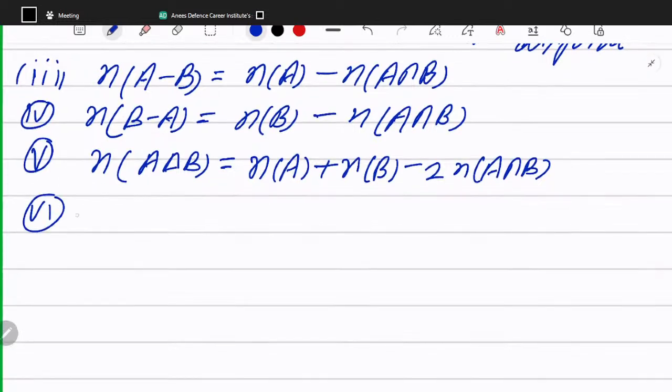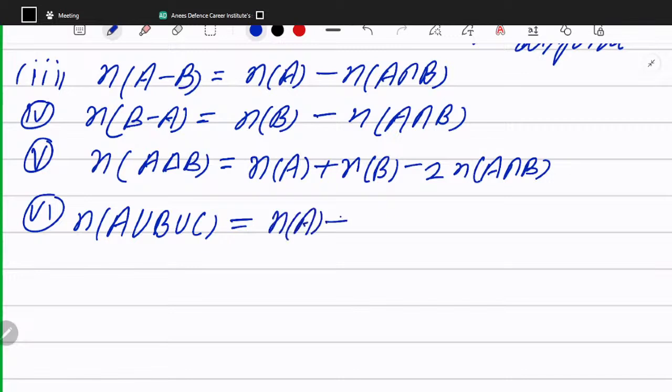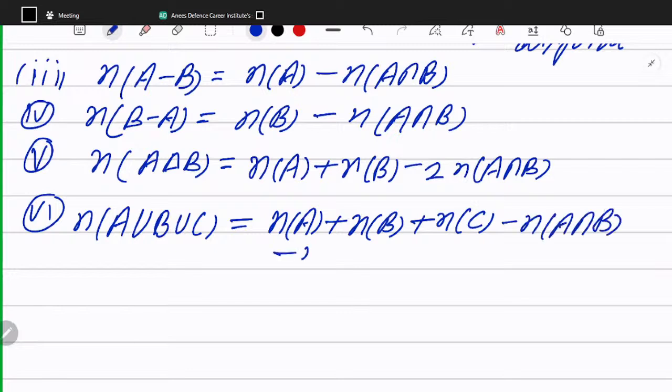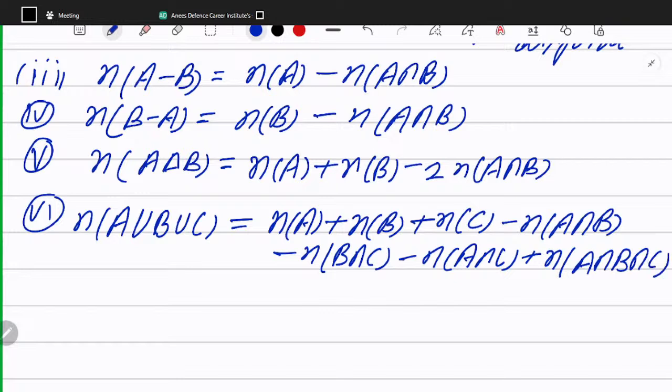The sixth one is n(A union B union C) is equal to n(A) plus n(B) plus n(C) minus n(A intersection B) minus n(B intersection C) minus n(A intersection C) plus n(A intersection B intersection C).